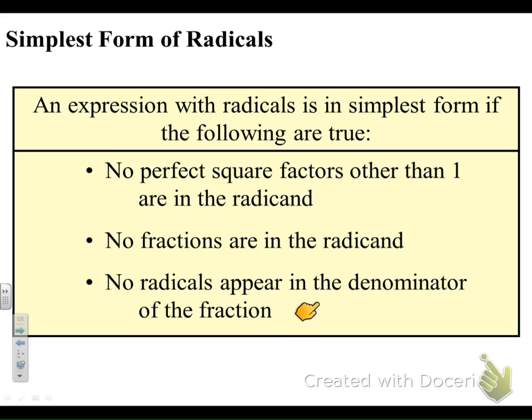Because no radicals can be in a denominator of a fraction. So it's almost like you can't have fractions in the radicand, because in a fraction that denominator technically has a radical in it. Cannot have radicals as a denominator. And we'll talk about how to rationalize.